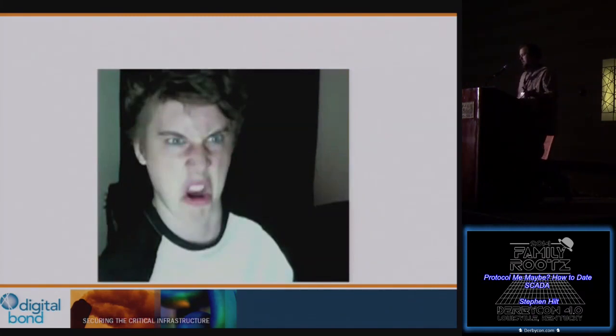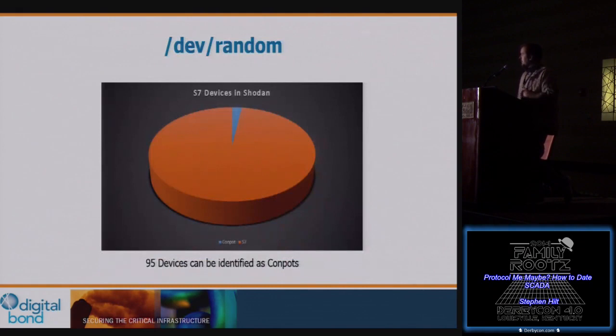So, the number of, once again, random facts. Again, I like random facts. After pulling all the information down from Shodan and searching for those exact Conpots in that exact same configuration, there may be more, there may be less, but right as of now, there's 95 devices that I can identify as Conpots.